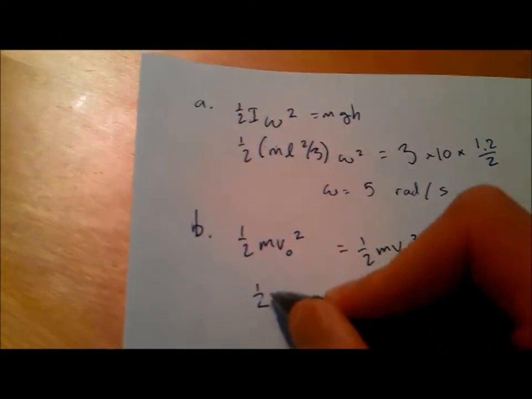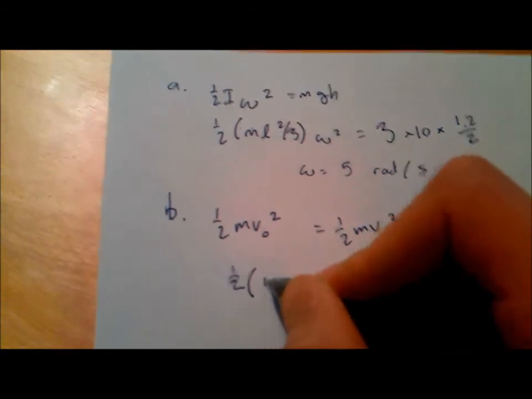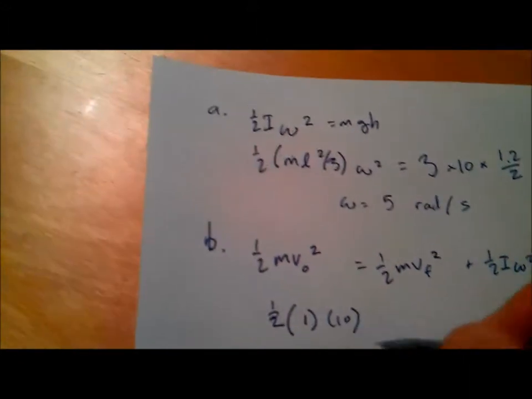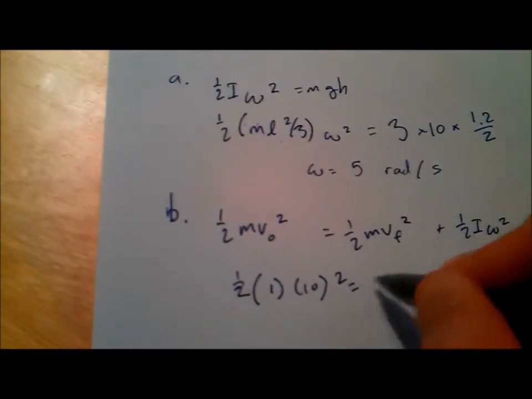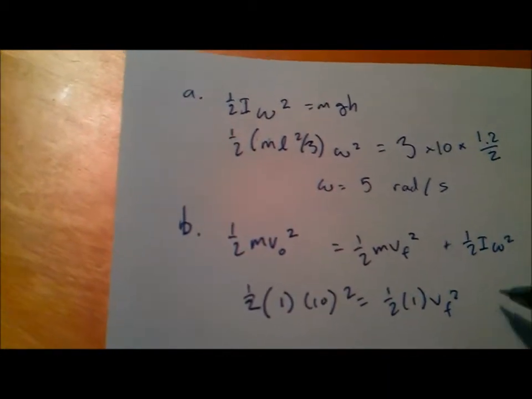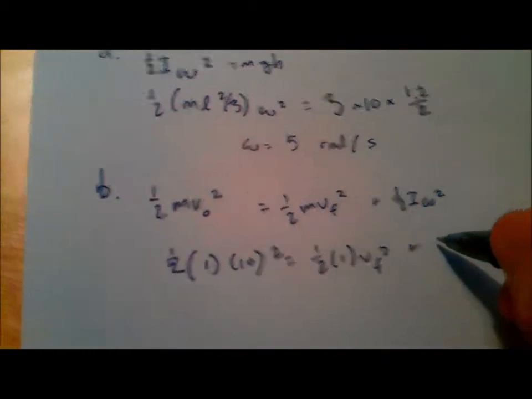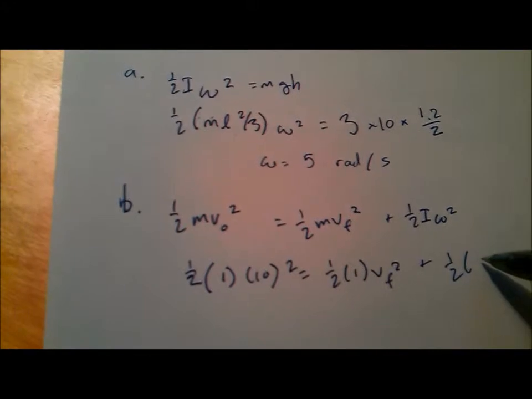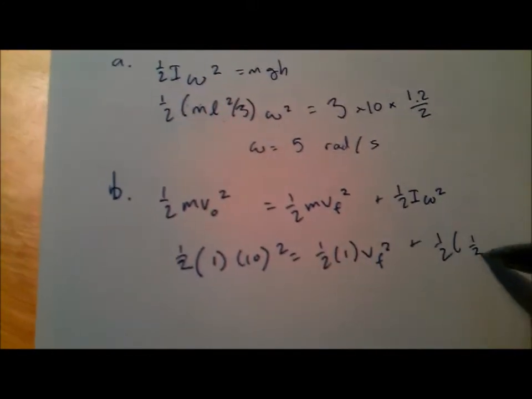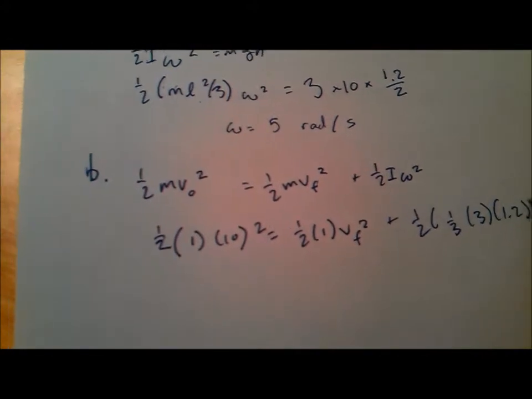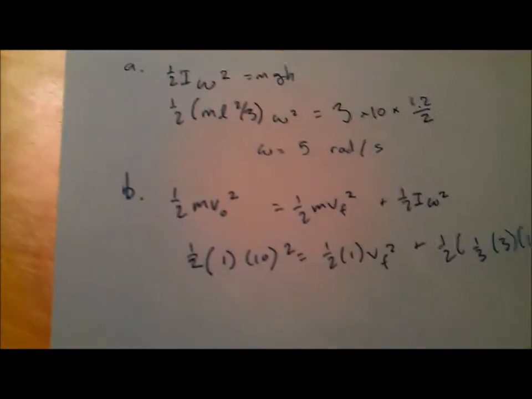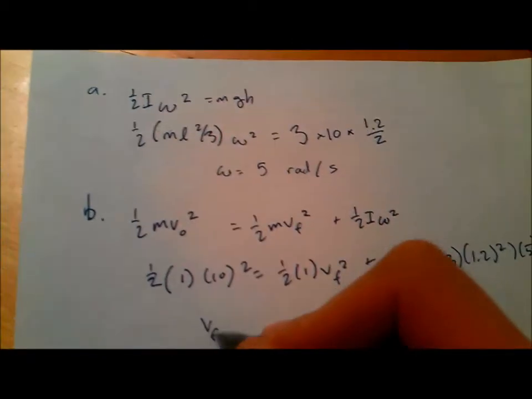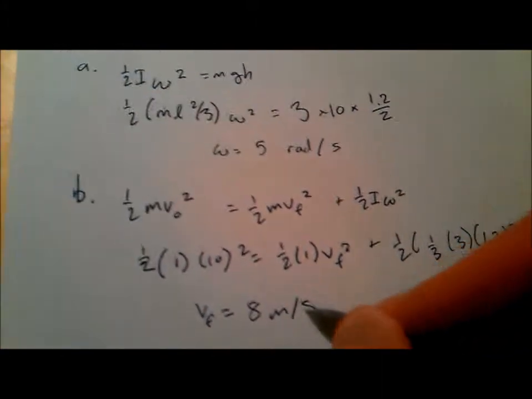Now, we have all of these given. The ball is only 1 kilogram. The velocity is 10, this is given. You plug the rest in, except vf, which is what you solve for. You have all of this, it tells you what it is, and you know all the variables. So, you basically do the math, and then you'll come out with vf equals 8 meters per second.